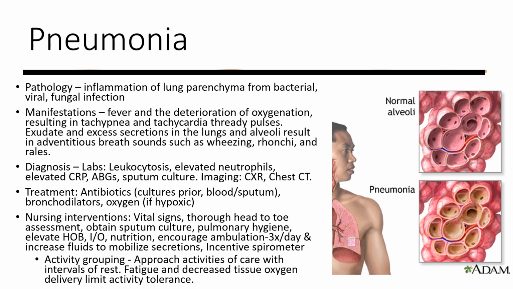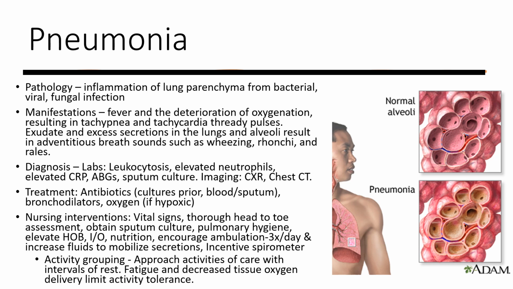Diagnosis is based on lab tests and imaging studies. We're going to look at that elevated white count, that leukocytosis, and look at those neutrophils. We might look at the CRP to see that inflammation. We could look at ABGs. We are probably going to do a sputum culture. For imaging, we're going to get a chest x-ray and chest CAT scan. The chest x-ray could show infiltrates, and the CAT scan can show the consolidation.